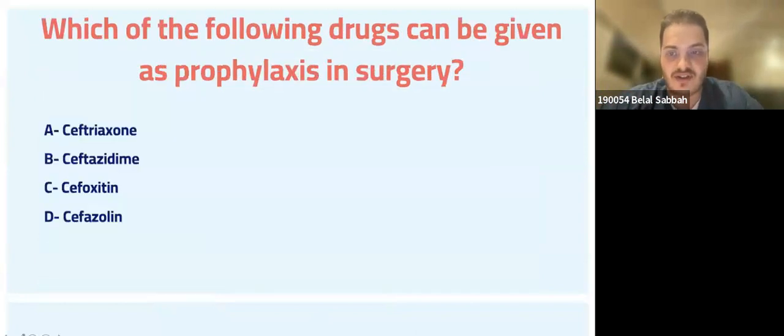And then for this next question, this was put from last year's exam. I think it's still in your slides. I'm not sure, so if you don't know it, don't feel bad. Which of the following drugs can be given as prophylaxis in surgery? And I'm not going to lie, this is a trick question. Two answers are correct. If you don't know it, it's fine.